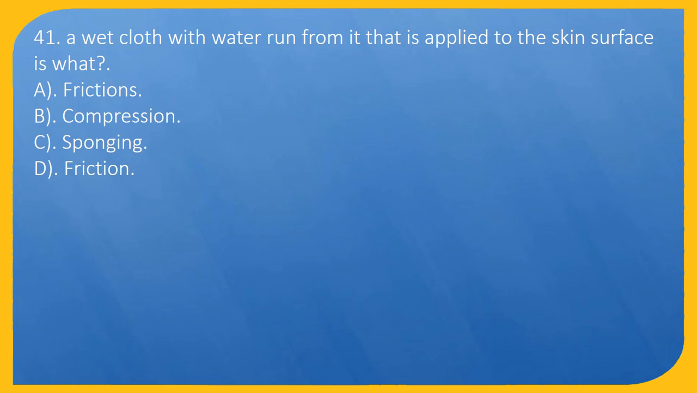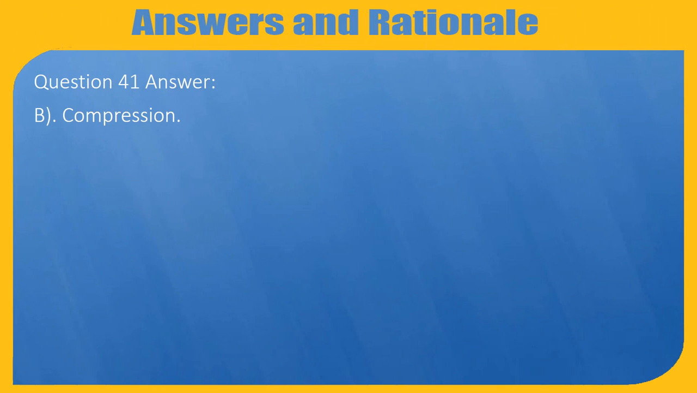Question 41. A wet cloth with water run from it that is applied to the skin surface is what? A. Frictions. B. Compression. C. Sponging. D. Friction. Question 41. Answer B. Compression.